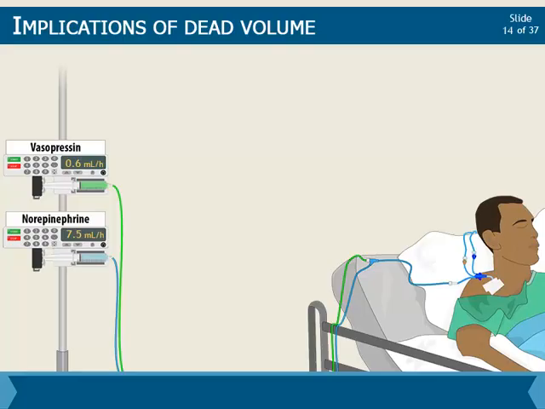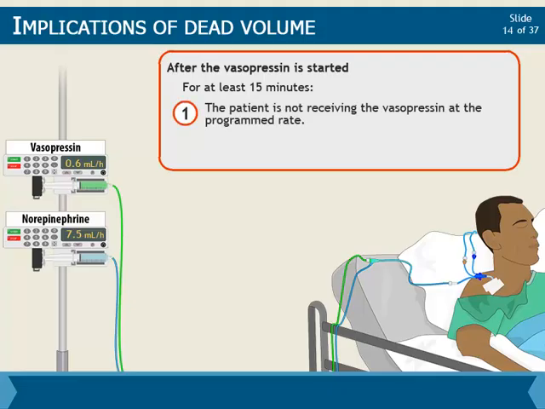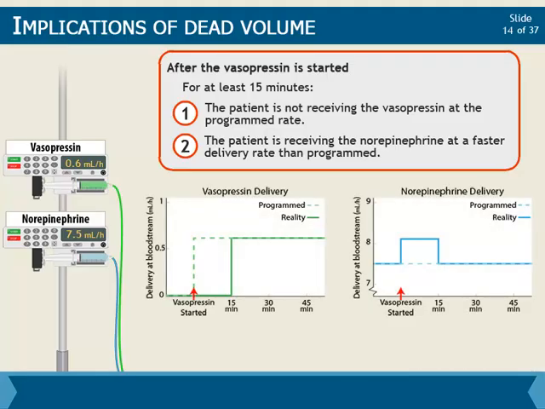For this specific case, these two implications mean that after the vasopressin is started, despite what the pumps display in terms of flow rate, in reality for at least 15 minutes: 1. The patient is not receiving the vasopressin at the programmed rate, and 2. The patient is receiving the norepinephrine at a faster delivery rate than programmed. Here are graphs illustrating the intended delivery rates as programmed on the pumps for both medications following the addition of the vasopressin, compared to the actual delivery rate received by the patient over time.